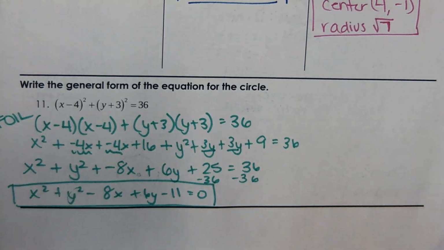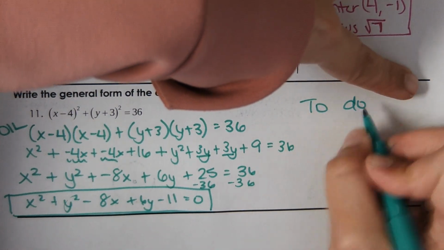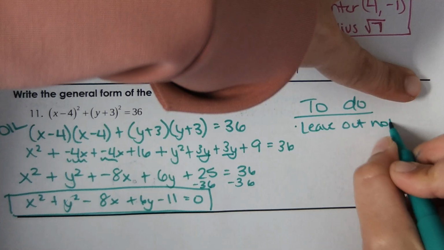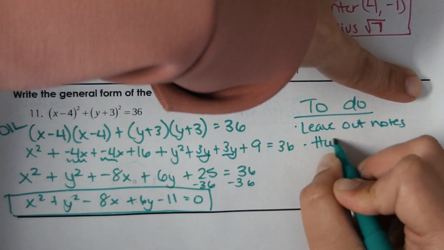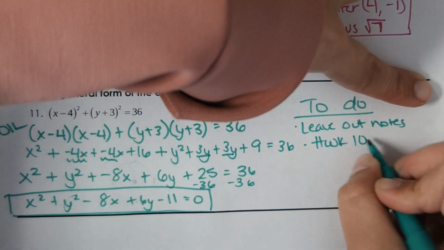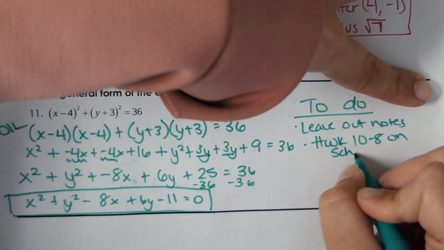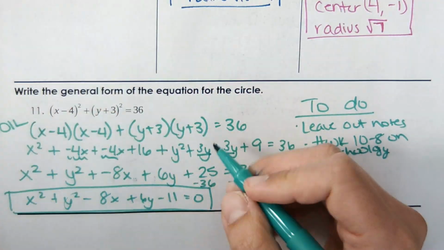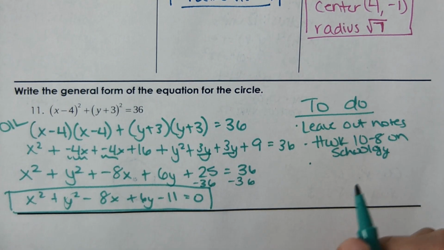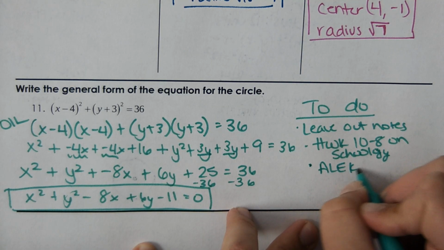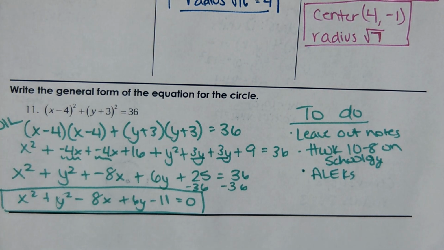Okay, and that is all. So your to-do list is to leave this out, leave out notes so I can check it. You have homework 10-8 on Schoology. All the homework questions are the shorter version on the front, just so you know. So these aren't on the homework, but I wanted to make sure to teach it so I'm being thorough. And then work on Alex. So you can grab a laptop, get logged on, leave this out, and I'll give you credit.